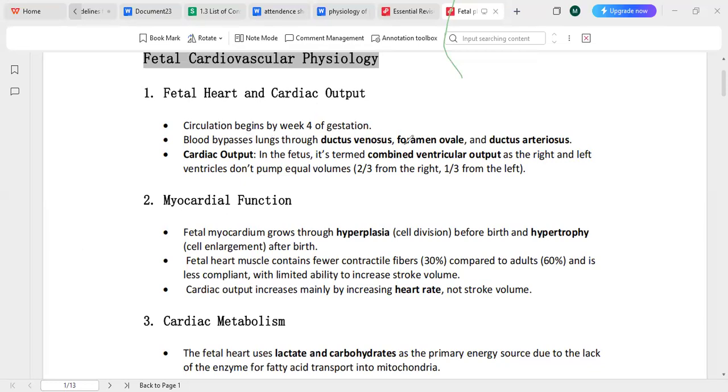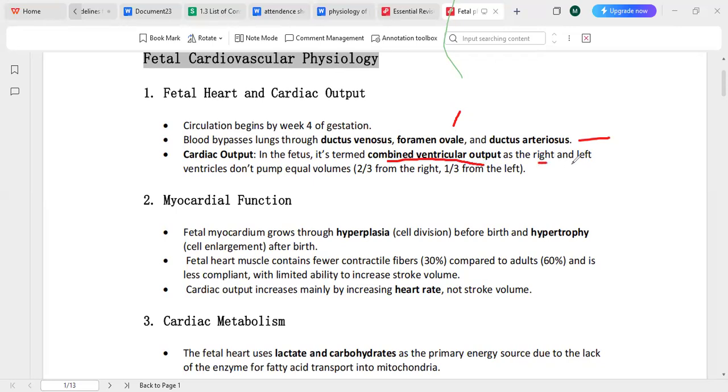Blood bypasses the lungs through the ductus venosus, foramen ovale, and ductus arteriosus. Again, I will tell you to learn the functions of all three shunts by reading the notes I have given for fetal circulation. It is very important that you know the location and function of the shunts. Cardiac output is termed combined ventricular output.